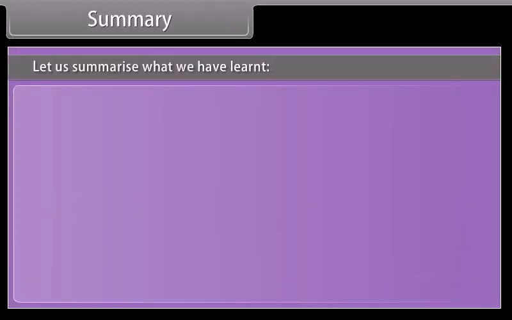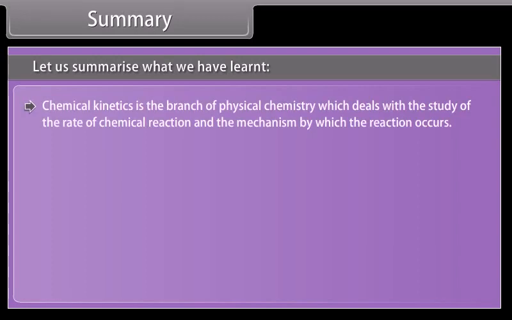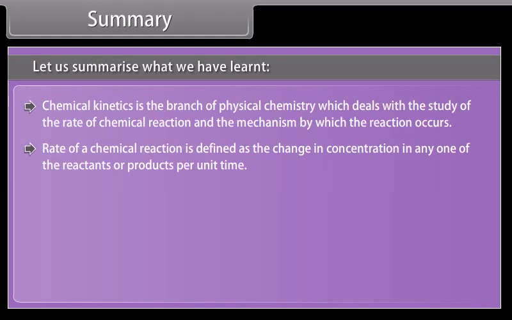Summary. Let us summarize what we have learned. Chemical kinetics is the branch of physical chemistry which deals with the study of the rate of chemical reaction and the mechanism by which the reaction occurs. The rate of a chemical reaction is defined as the change in concentration of any one of the reactants or products per unit time.